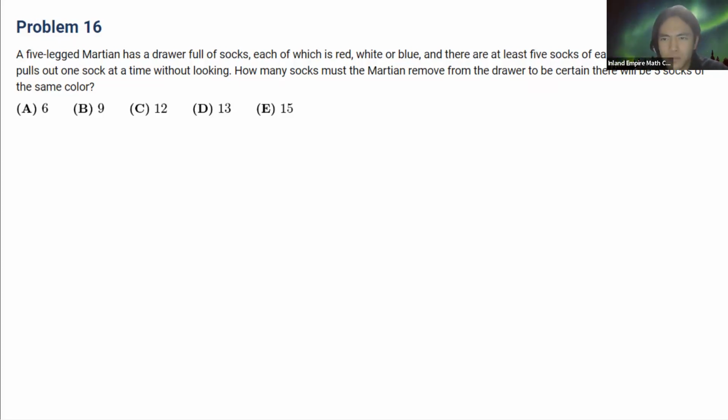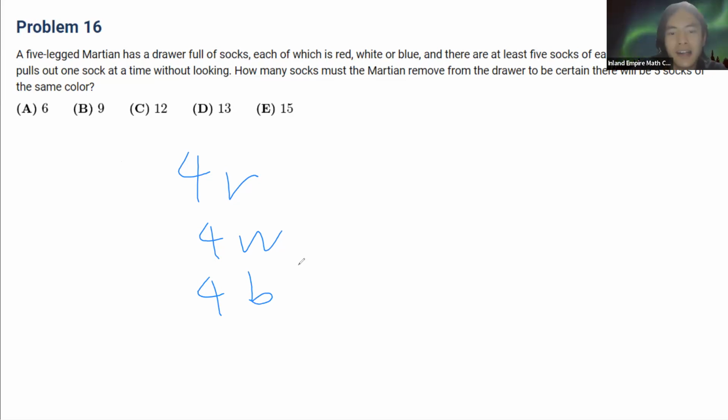For this question, it's really just a reasoning question, right? Because you think about what's the worst thing that can happen. And the worst thing that can happen is that the Martian could pull out 4 red socks, 4 white socks, and 4 blue socks, right? He'll pull out 12 socks and it's 4 red, 4 blue, 4 white. That's the worst case scenario.